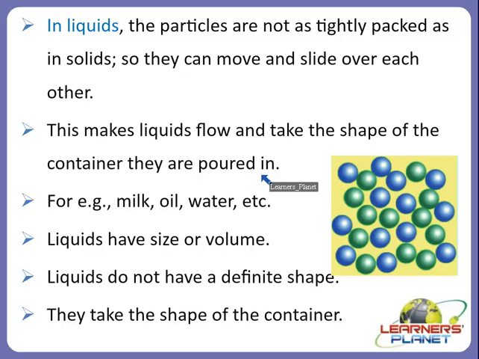For example, milk, oil, water, all such are examples of liquids. So we can say that liquids have size or volume because they can flow. And liquids do not have a definite shape like solids, because solids are tightly packed, that is why they have a definite shape. But liquids can flow, and that is why they do not have a definite shape. They can take the shape of the container, as we discussed.